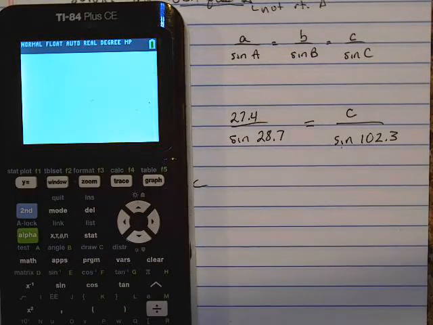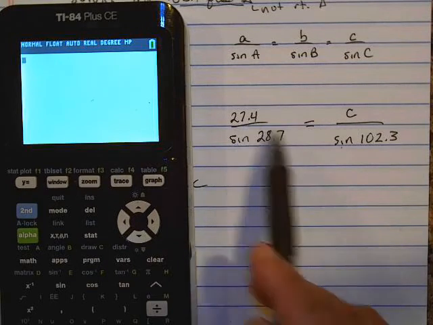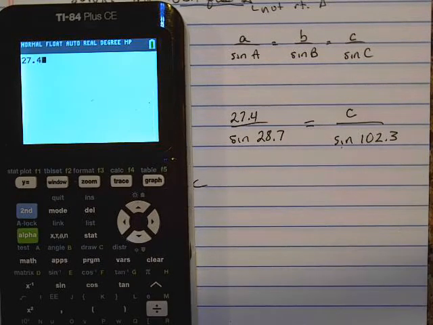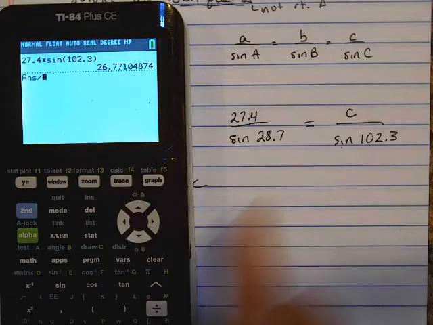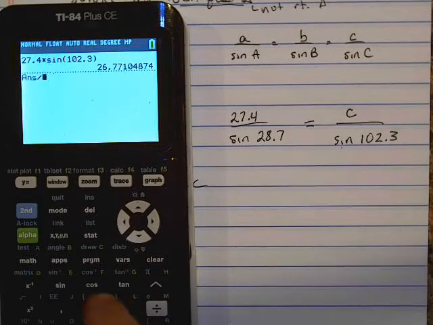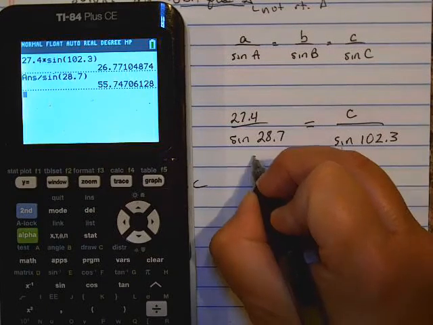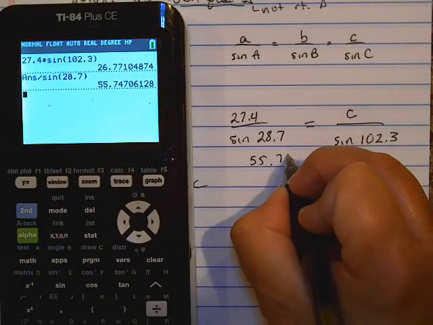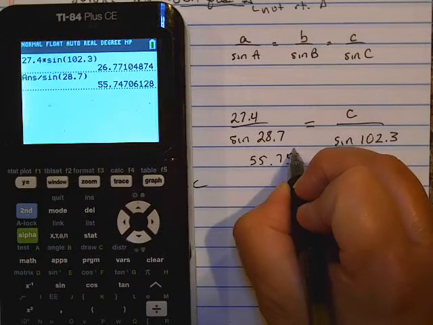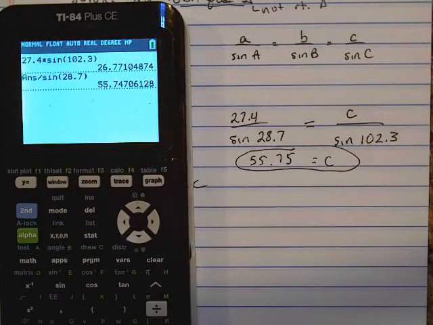I'm going to hit clear. So I'm going to cross multiply 27.4 times sine of 102.3. Then I'm going to hit parenthesis equals, and then I'm going to divide by sine of 28.7. So side C is approximately 55.747, so I'm going to put 55.75. So there's one part.